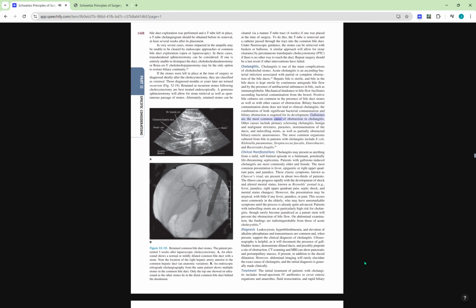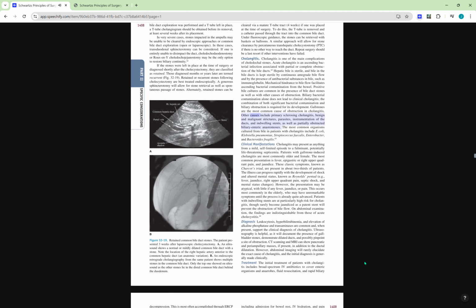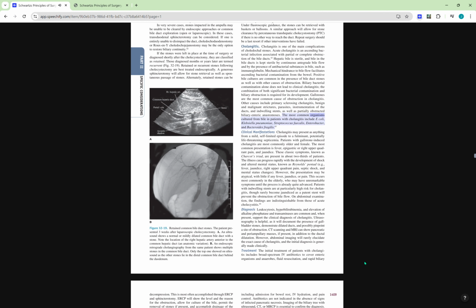Gallstones are the most common cause of obstruction in cholangitis. Other causes include primary sclerosing cholangitis, benign and malignant strictures, parasites, instrumentation of the ducts, and indwelling stents, as well as partially obstructed biliary enteric anastomosis. The most common organisms cultured from bile in patients with cholangitis include E. coli, Klebsiella pneumoniae, Streptococcus faecalis, Enterobacter, and Bacteroides fragilis.